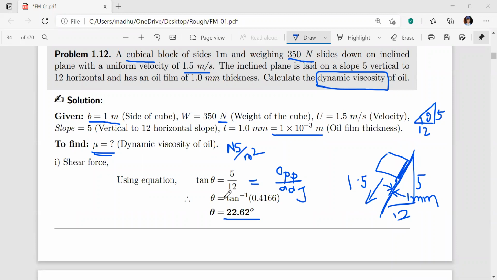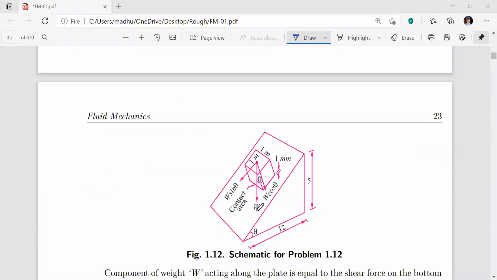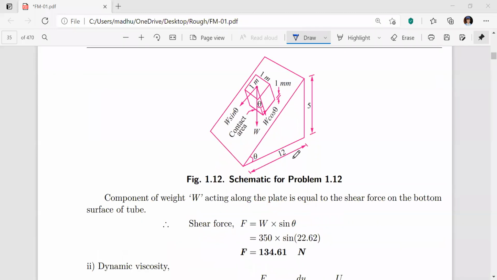Now you see that theta is equal to tan inverse of 0.4166. That is, theta is equal to 22.62 degrees. I have calculated. See, again there is a figure, a detailed figure in 3 dimensions. 5 is vertical, 12 is horizontal. Weight acts vertically in a downward direction. Weight perpendicular to the face of the slope will be W cos theta. Weight along the direction of the slope will be W sin theta.